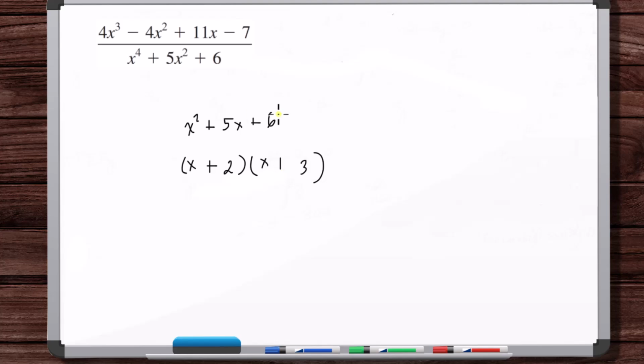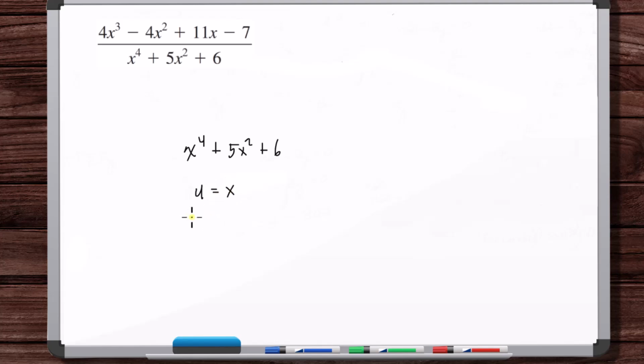Okay, so here we've got x to the 4th plus 5x squared plus 6. We want to say u is equal to x squared, so u squared is x to the 4th. And so what we have here is u squared plus 5u plus 6. This is the method we used to factor something like this. You make a substitution. So you have u plus 3, u plus 2.